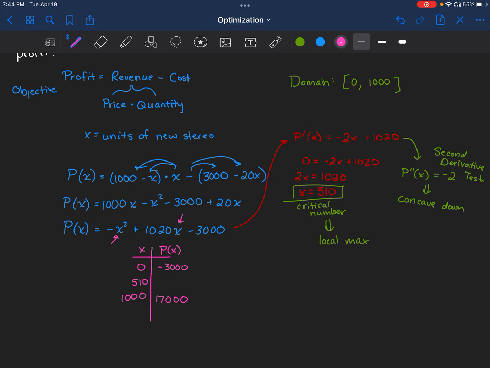And let's see what happens if I plug in 510. If I plug in 510, so negative of 510 squared plus all the other stuff gives me 257,100. So even if I check these endpoints, at this one I wasn't really making any money. Even here, I wasn't really making much money. But in this situation, this is definitely the biggest number, because we're talking about $257,100 versus the next closest thing I got, which was $17,000.